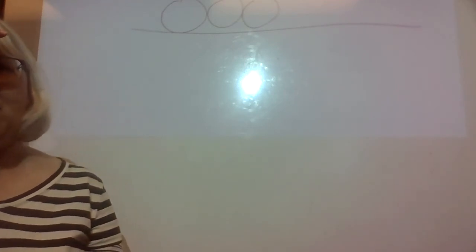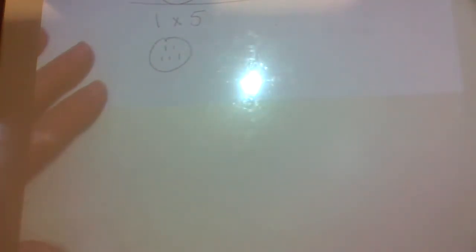I'm just going to raise this up for you to look at. All right, so if we're doing times 1, I'm trying to make sure you guys can see all that. Let's say it's 1 times 5. How many groups is that? One group. 1, 2, 3, 4, 5. If I have one group with 5 in it, what does it equal? 5.